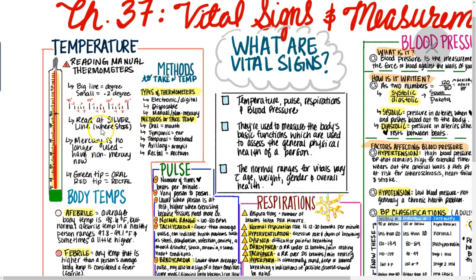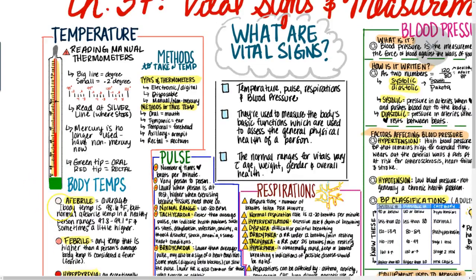And so you always want to read at the silver line at the end of where it stops. If I'm looking at this thermometer here, it looks like this would stop at about 102.246-ish right there. That's how those types of thermometers are read. A couple of other things: I already mentioned that mercury is no longer used. We now have non-mercury thermometers to use. And when you're looking at the tips of these thermometers, a green tip would indicate that it's for oral use only, and a red tip on the end of this type of thermometer would indicate that it is for rectal use only.